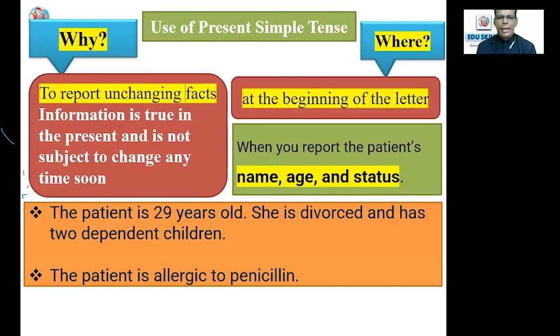The patient is allergic to penicillin is a fact, and is recurring. It is going to continue tomorrow also. Even yesterday, if you have found the patient is allergic to penicillin, even today she is allergic, and tomorrow she will be allergic. So it's recurring, reporting unchanging facts, habitual things. When you speak of something very habitual, it's something you are doing, and you will be doing.